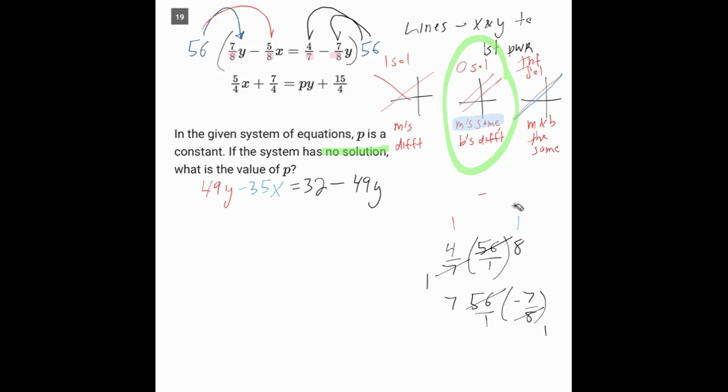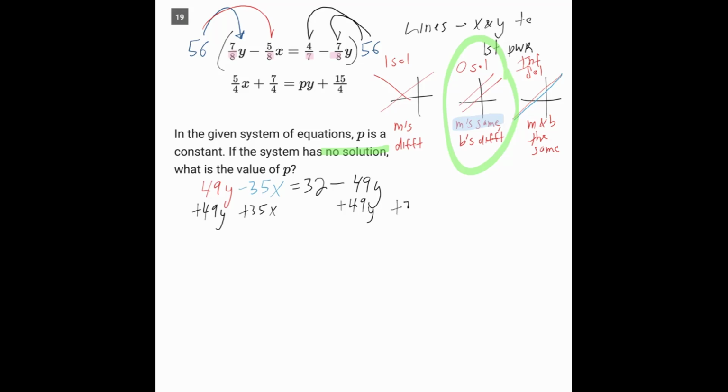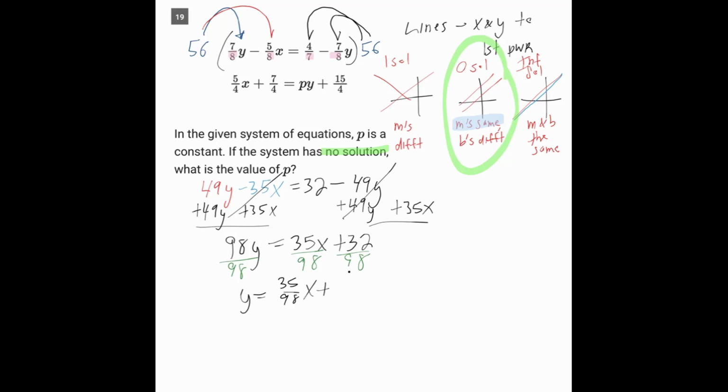Now, let's go ahead and combine our like terms. Remember, what we're trying to do is get this into a y equals mx plus b format so that we can see the equation of this line. So let's move all our y's together, plus 49y, plus 49y. And let's get this x out of here, plus 35x, plus 35x. So right now, we've got 98y, this canceled, equals 35x plus 32 with this canceling. And now we can divide by 98, and we'll have y equals 35 over 98x plus 32 over 98, which I'll just simplify in my mind, 16 over 49.